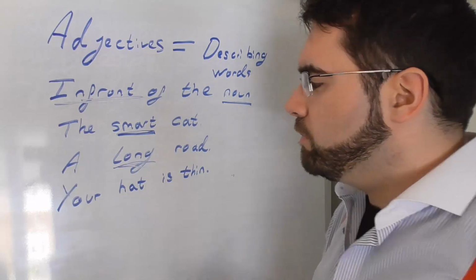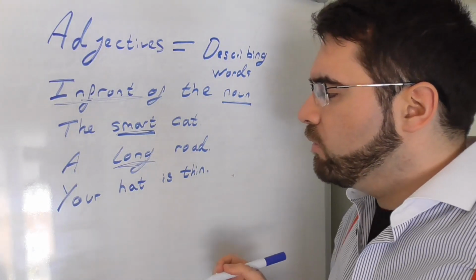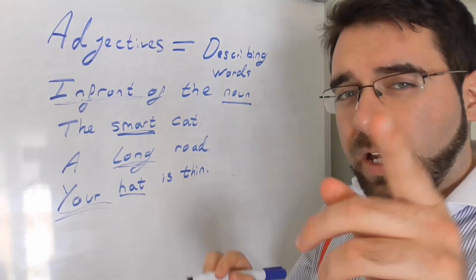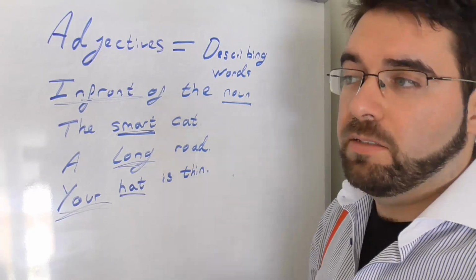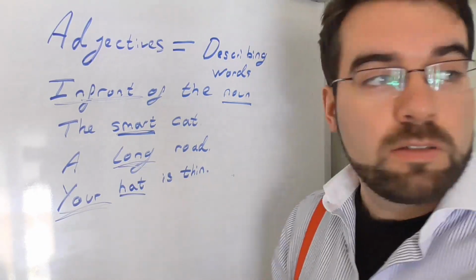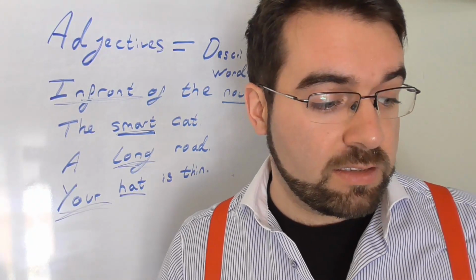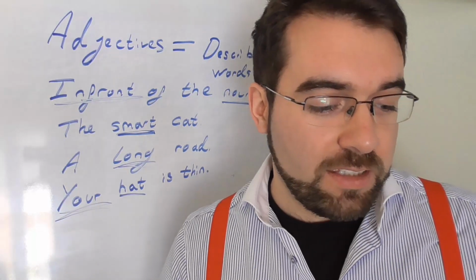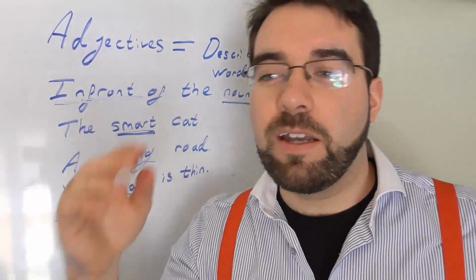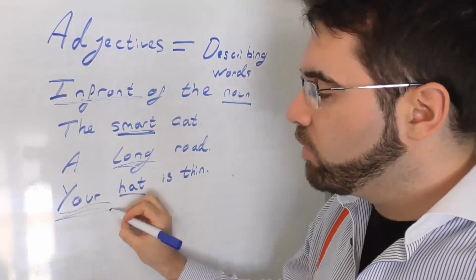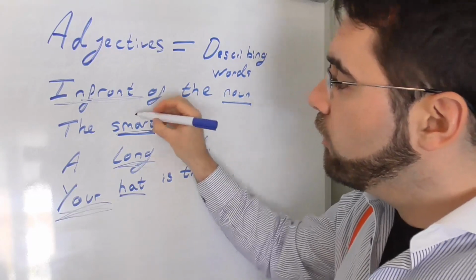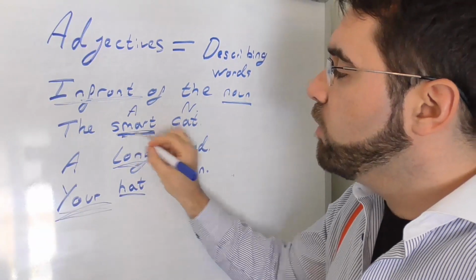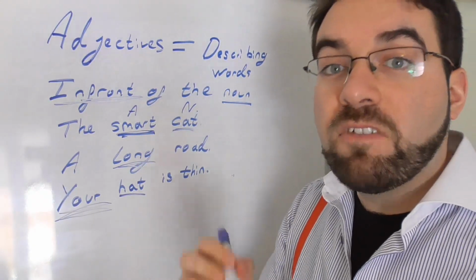But the only interesting thing is, when you're talking about other things in a third person perspective, like your hat is thin. Her hat is small. That cat is, I don't know, slow. Doesn't matter really, there's no cat there. That bin is full. So that's more of a passive voice, a third person, but normally we put the adjective in front of the noun. The smart cat, the long road, the heavy box.